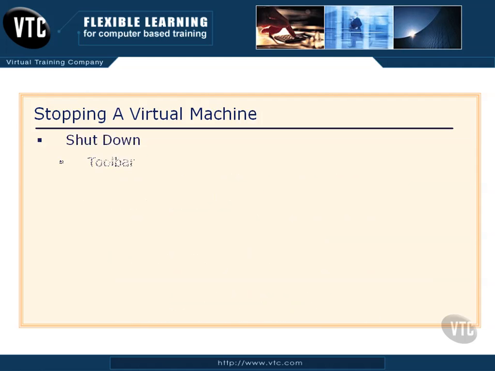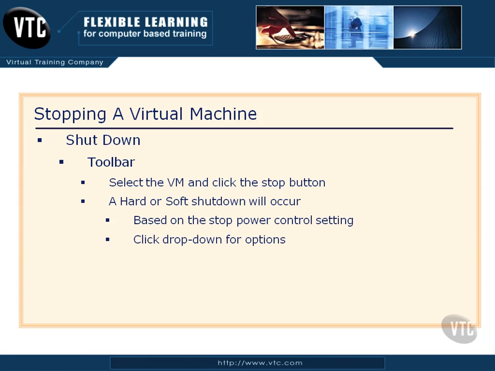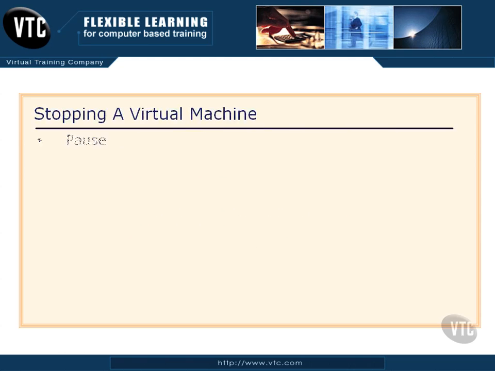And then let's talk about the toolbar. Now you can select the virtual machine from your list and then click the stop button. Now keep in mind a hard or a soft shutdown is going to occur, and that's going to be based on your stop power control setting, and that's out there in preferences, and it's out there on each machine. And you can also on the toolbar click the drop down for options, and I did some demo on those power control settings when we talked about starting a virtual machine.